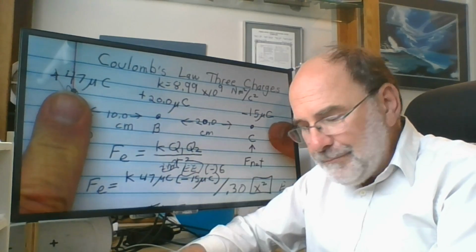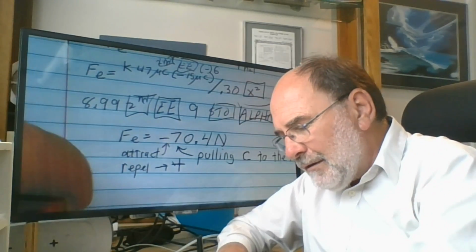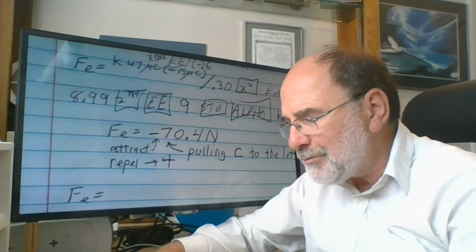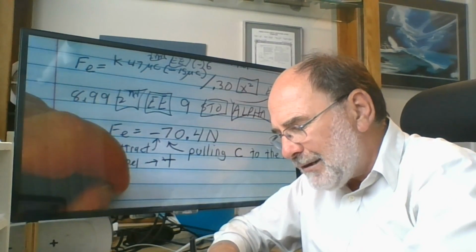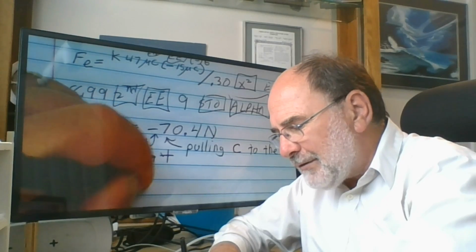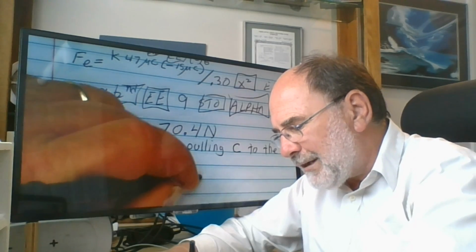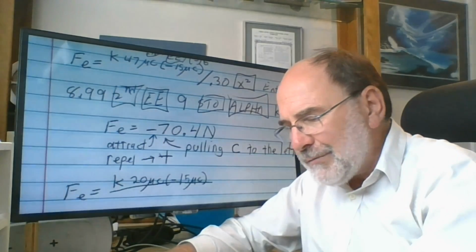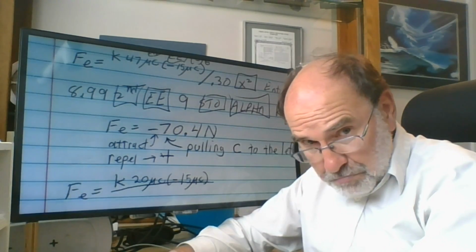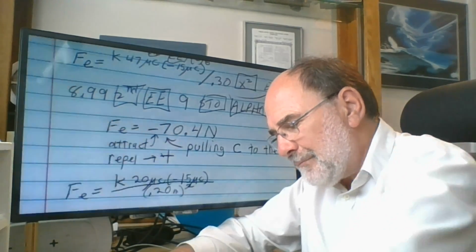I now shut off charge A, I turn on charge B, and I plug it into the equation. And what do we get? The force of electrostatic attraction or repulsion between charge B and charge C is equal to the product of Boltzmann's constant K times charge B, which is 20 microcoulombs, times charge C, which is still negative 15 microcoulombs, divided by the distance from the center of B to the center of C squared, which in this case is 20 centimeters, turned to meters, 0.20 meters, quantity squared.